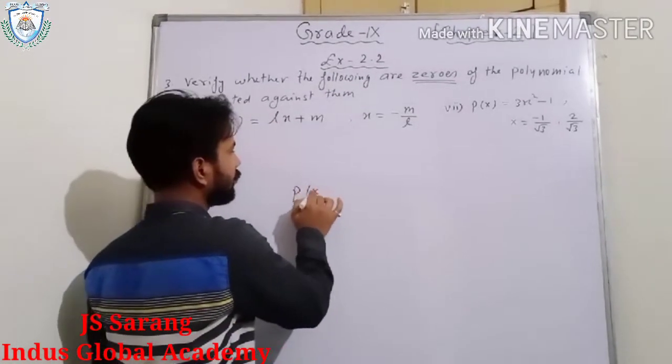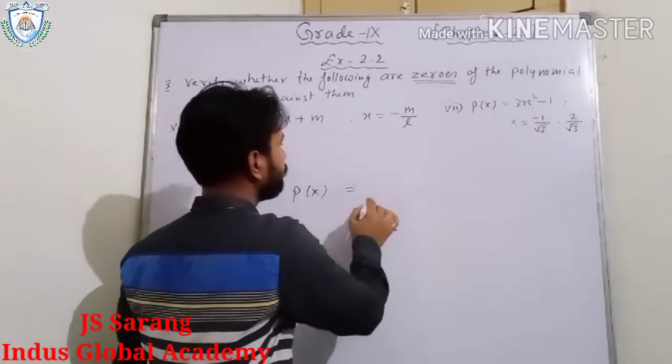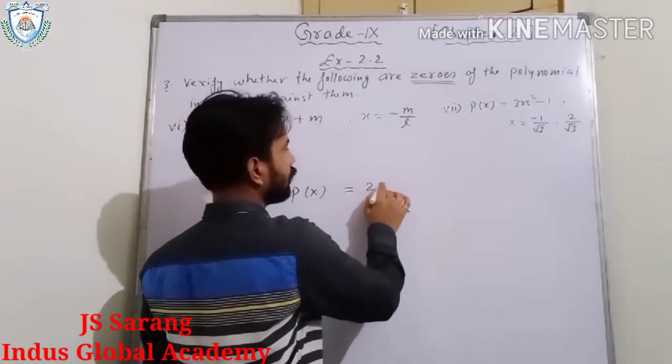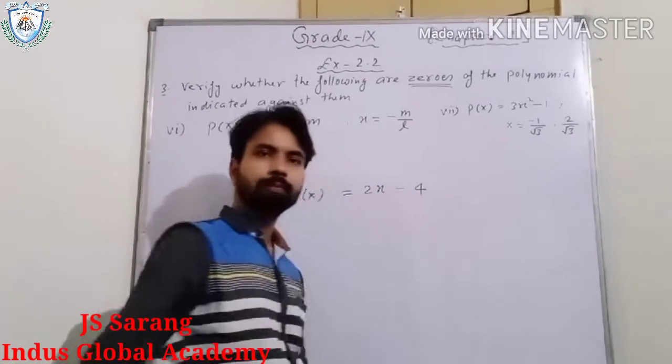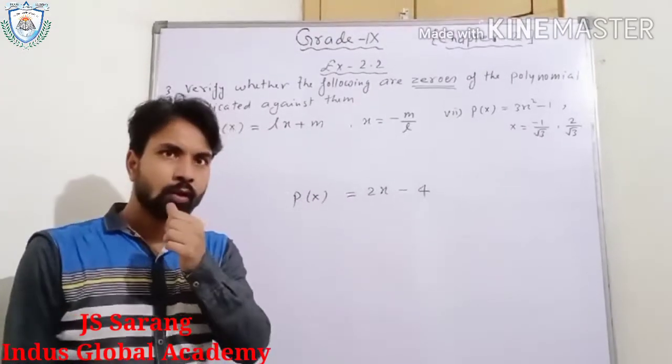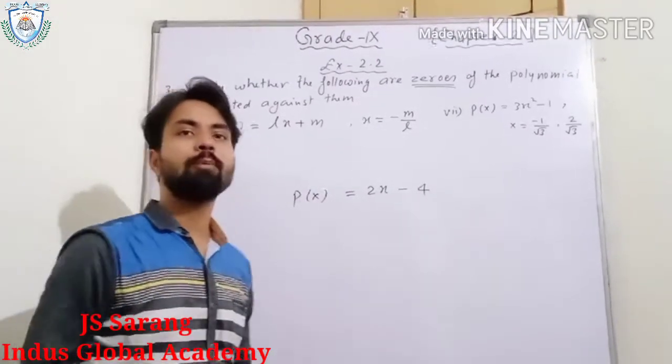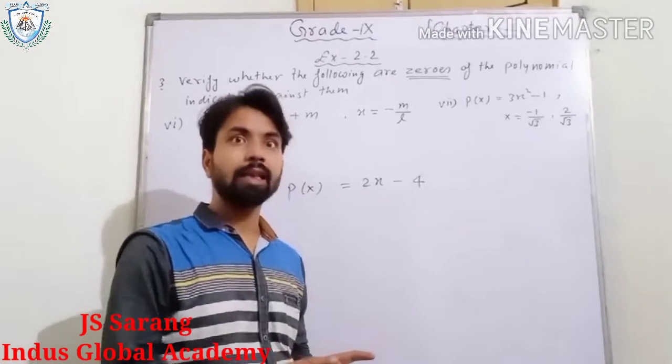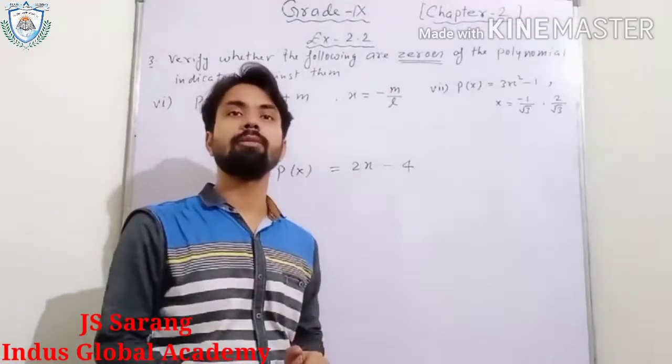suppose that P(x) equal to 2x minus 4. Suppose that this polynomial is given and we want to find its 0. So what I told you, the zeros of the polynomial, please note this point, what I am going to explain you, what is the zero of polynomial.